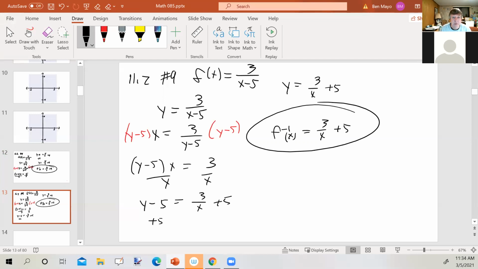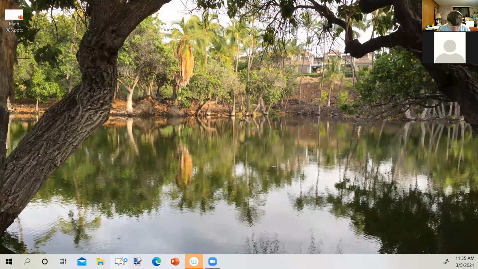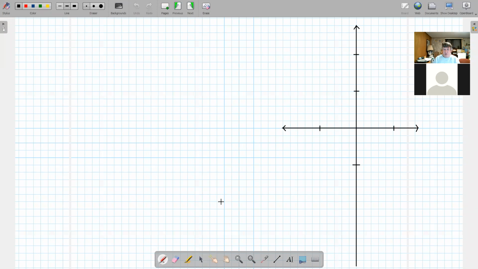Alrighty. Let's see here. I'm going to switch screens now. We're going to be doing some graphing. Let me find the document. Okay, let's make sure I'm sharing the right thing. Can you see the screen with the graph on it?